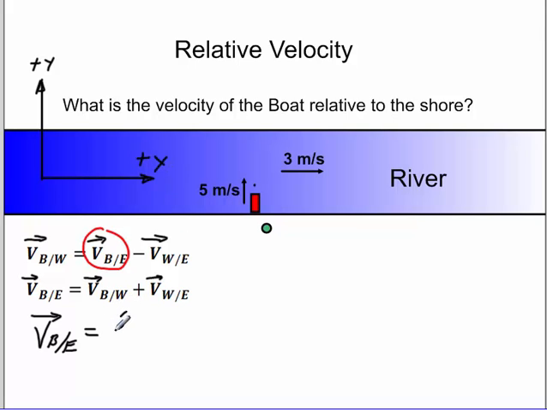So with respect to this, I would get 0 i hat, because from the water molecule's perspective, it does not look like the boat is moving down the river. They're both moving down, so it looks like the boat's moving across. So we'll put plus 5 j hat.